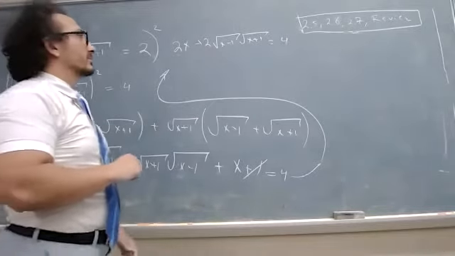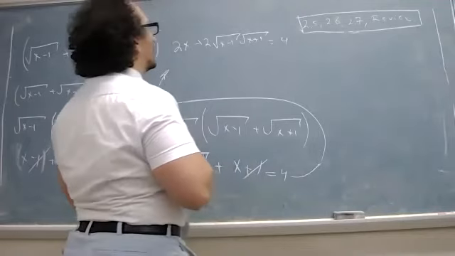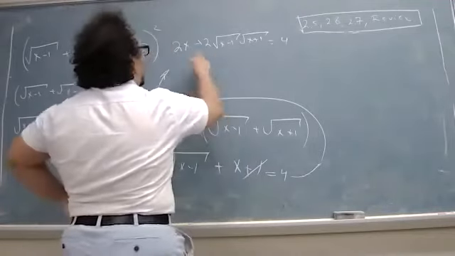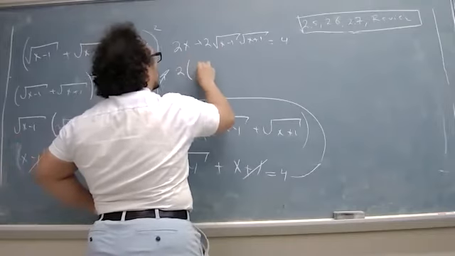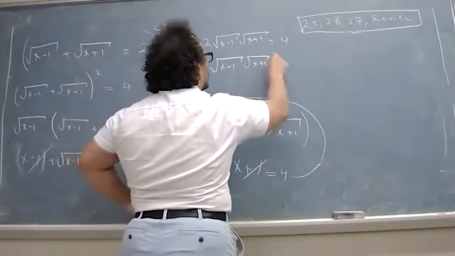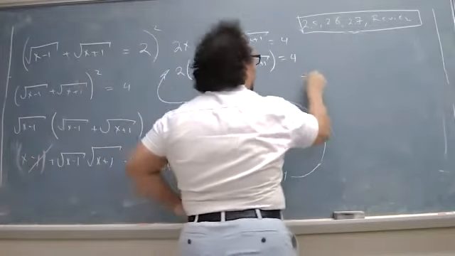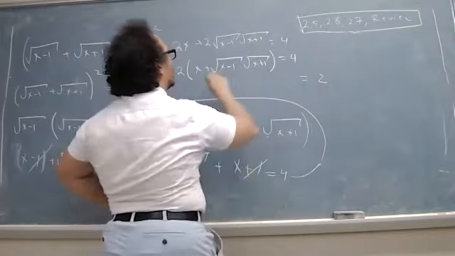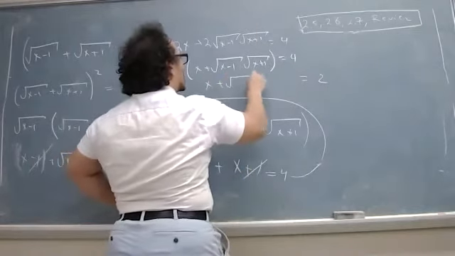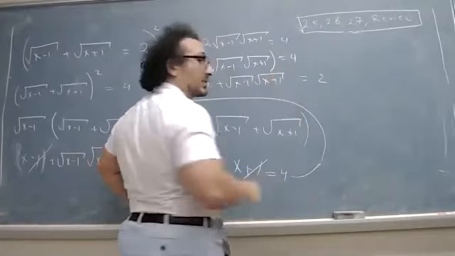Now what? What are we going to do? Well, notice that we can factor out a 2 out of each of these terms. Dividing both sides by 2, this side becomes a 2 because 4 over 2 is 2. And this becomes x plus square root of x minus 1, square root of x plus 1.